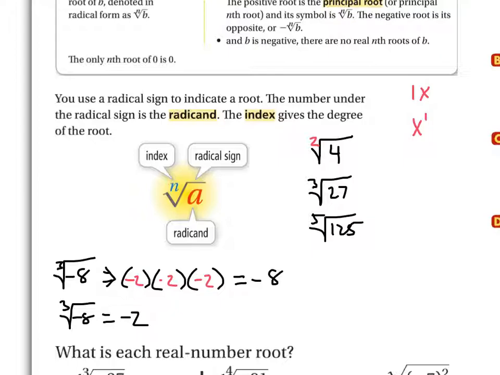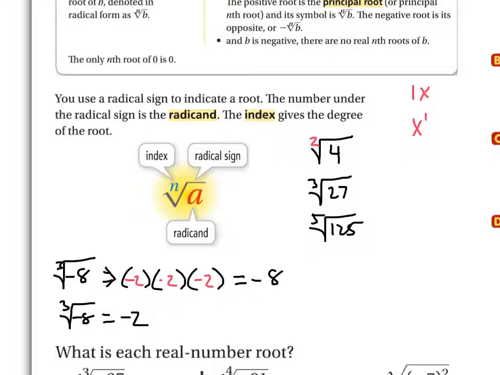Okay? Remember though, unlike having an even index, like a square root, we can't take the square root of negative numbers and get real answers. Right? That gives us imaginary answers. That same thing holds true for fourth roots or sixth roots or eighth roots, any even root. You cannot take the even root of a negative number and still get a real answer. They would give you imaginary answers. Okay?